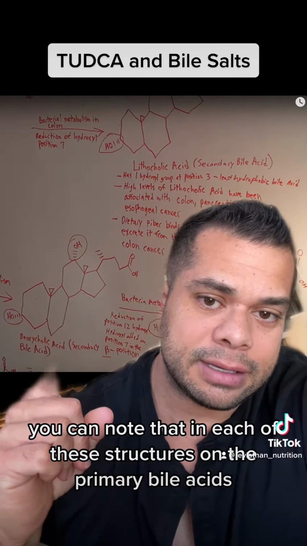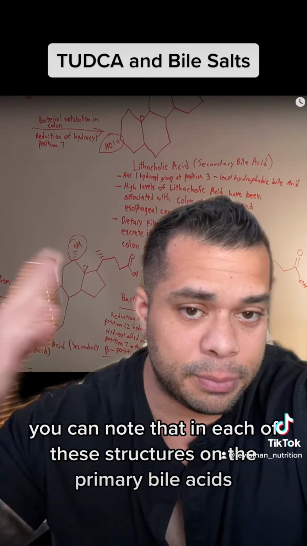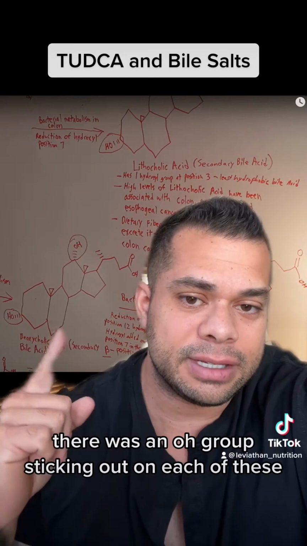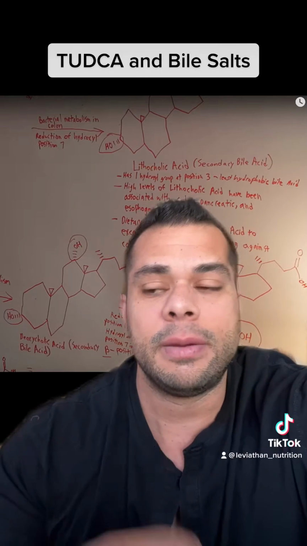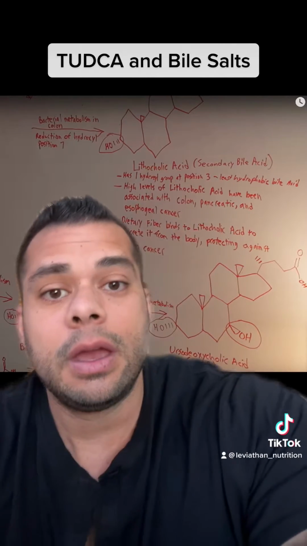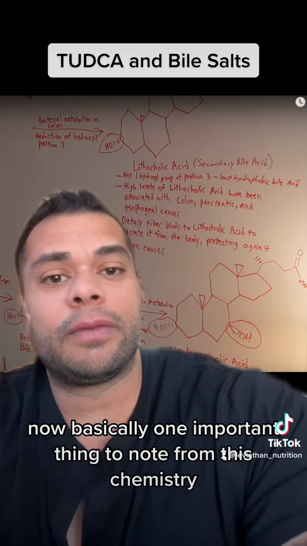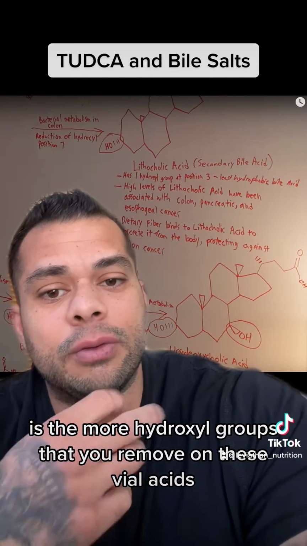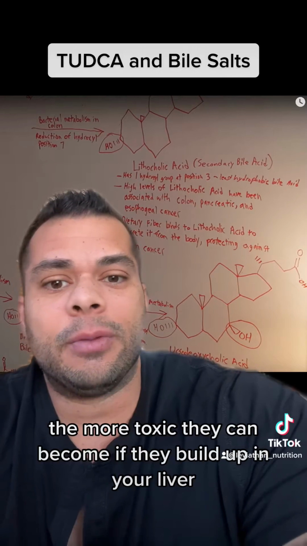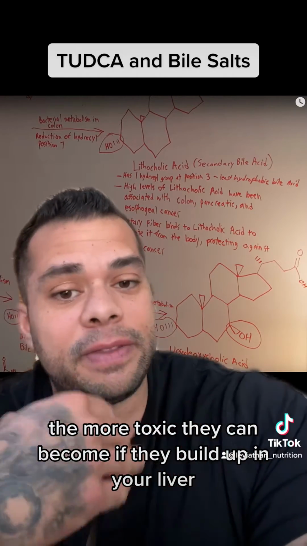You can note that in each of these structures on the primary bile acids, there was an OH group sticking out on each of these. So these have been removed, making the secondary bile acids. Now, basically one important thing to note from this chemistry is the more hydroxyl groups that you remove on these bile acids, the more toxic they can become if they build up in your liver.